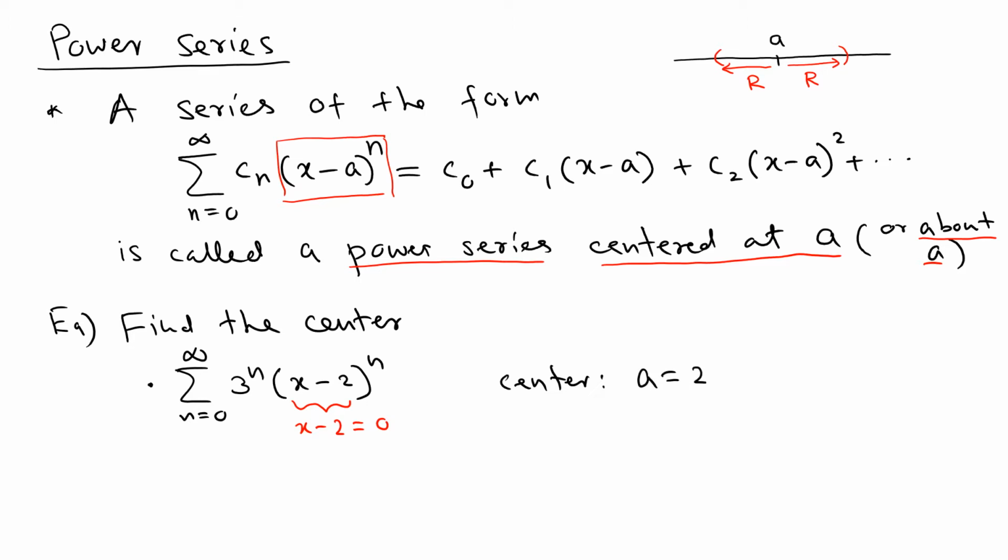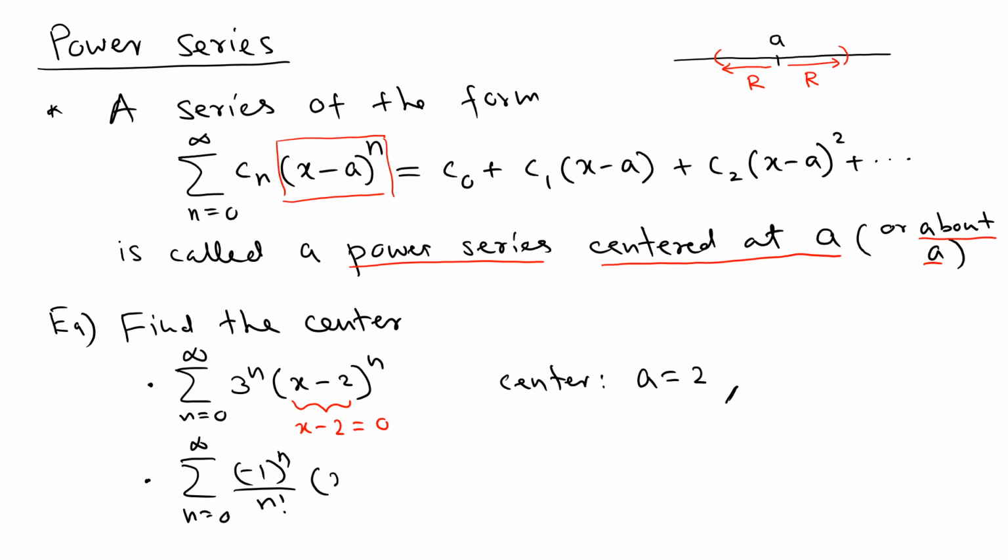a equals 2. That's the center. Okay, so let's look at the next one. Sigma. There are a few different types, so let's look at those types. Let's say there's a coefficient like that. It doesn't really matter what the coefficient is when you talk about the center.